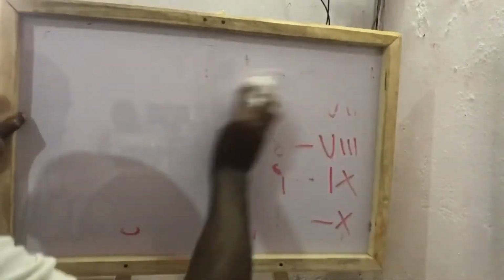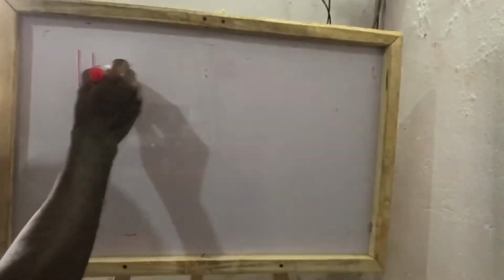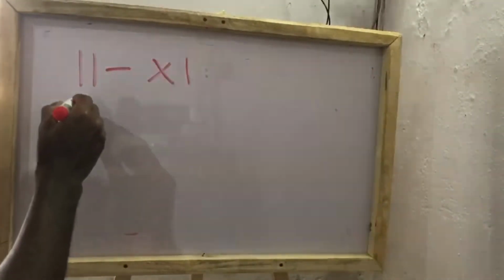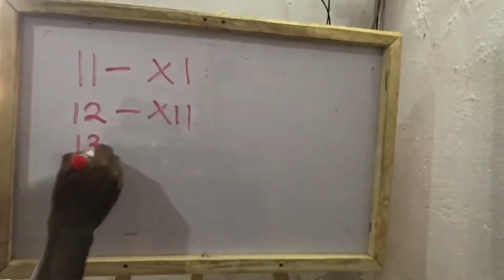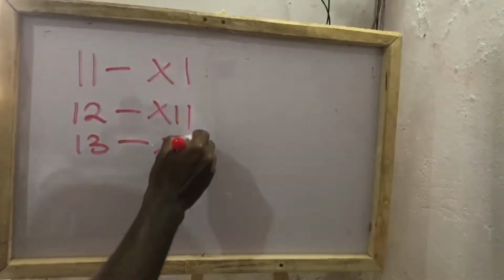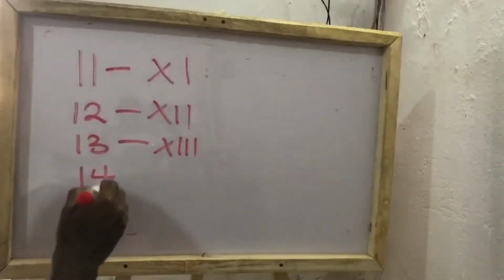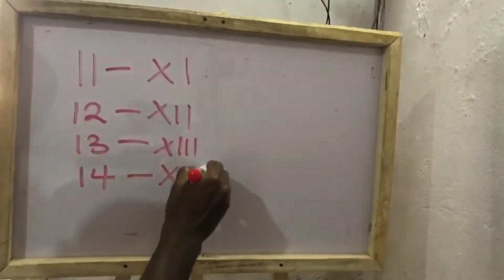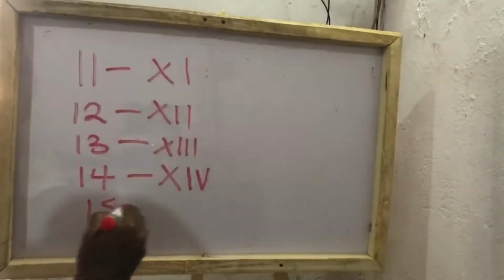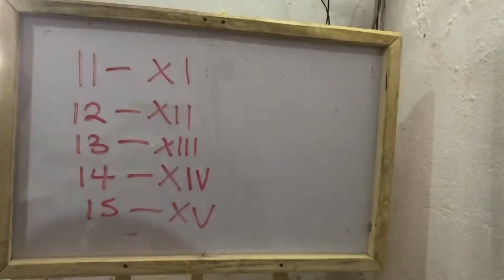So, we continue from there to 11. 11 to 20 now. We have done 1 to 10. 11 will be XI. 12 will be XII. 13 will be XIII. 14 will be XIV. 15 will be XV.